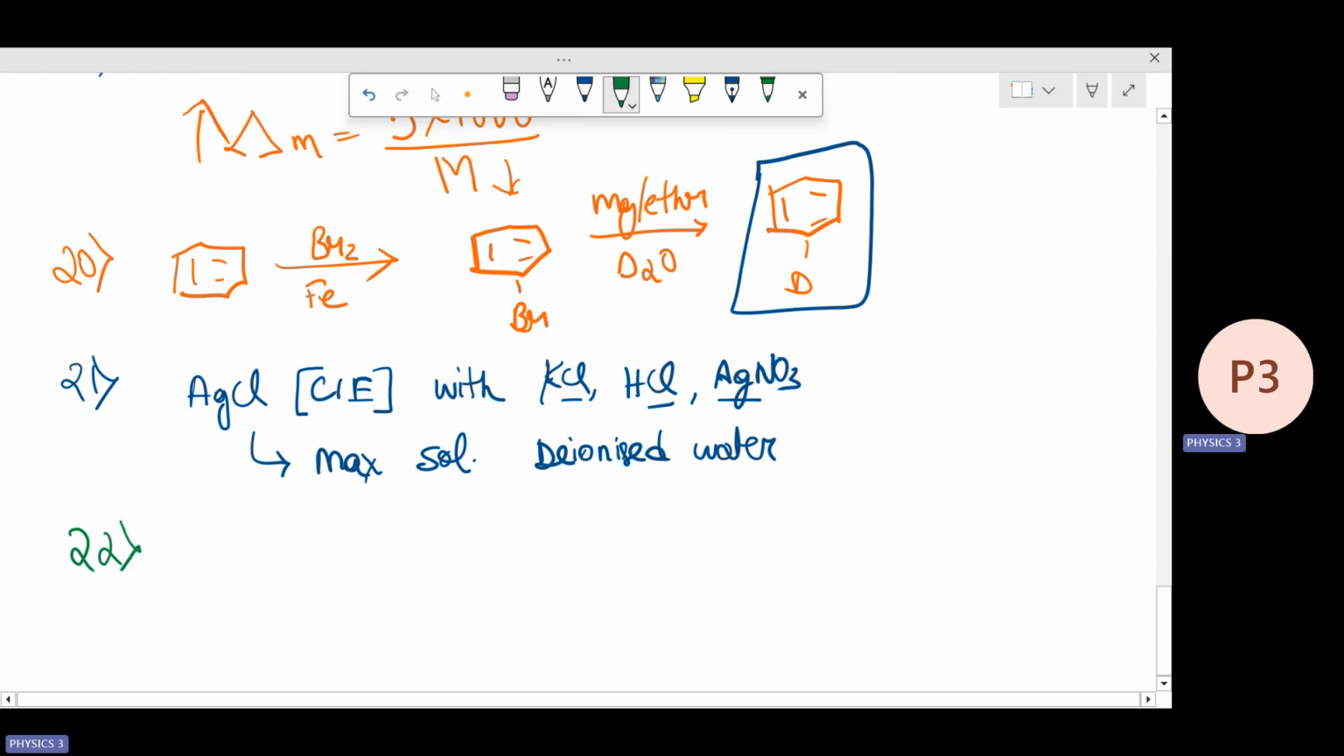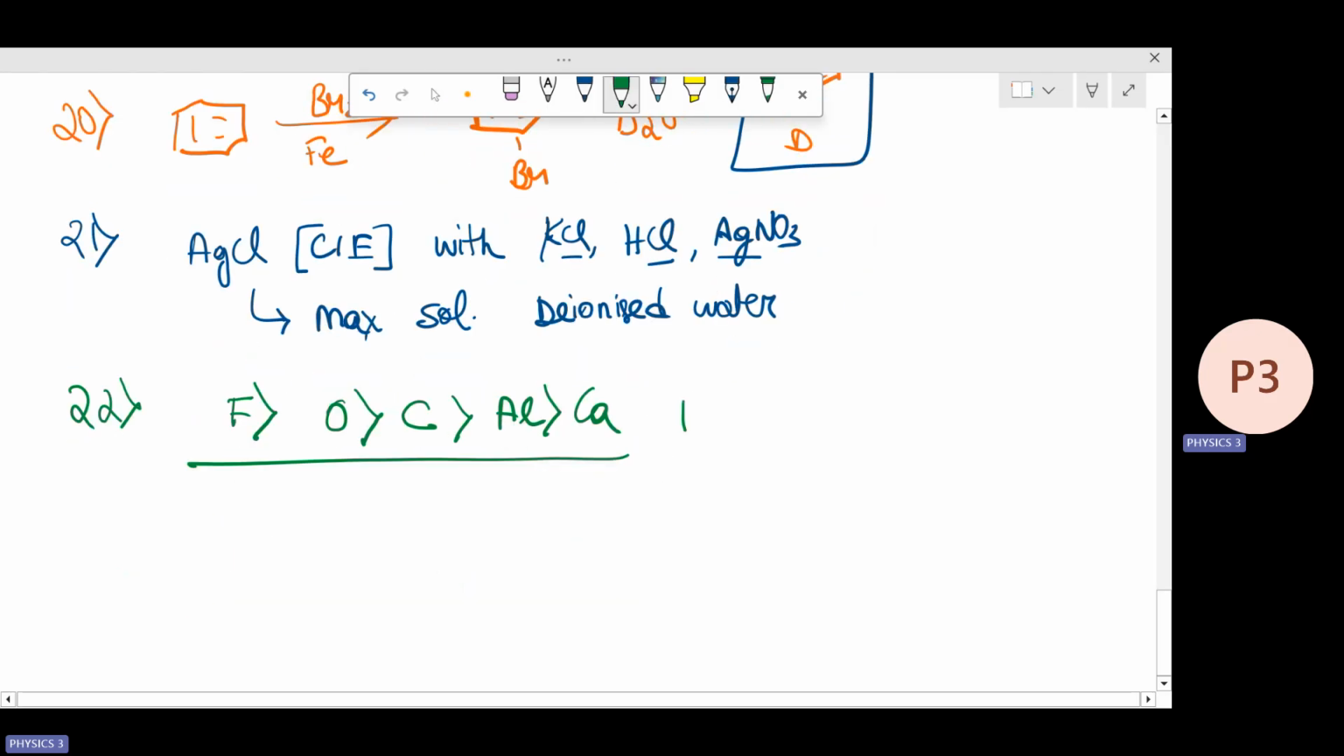Question number 22. They're asking which one of the following arrangements represents the correct order of least negative to most negative electron gain enthalpy. I think we all understand the one that will gain the most electrons, or be very happy, is fluorine. Among the given, after fluorine, oxygen will come, then carbon, because along the period electronegativity increases. So fluorine has the maximum, then oxygen, then carbon, but down the group it decreases. So after carbon there is aluminum, and finally calcium. So this will be my order of electron gain enthalpy, or EGE.